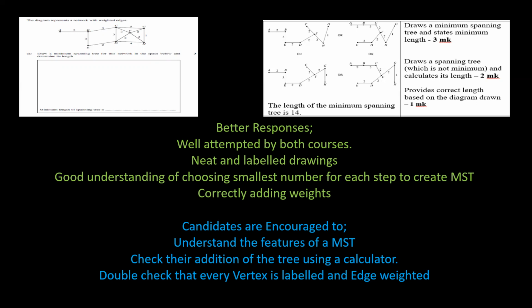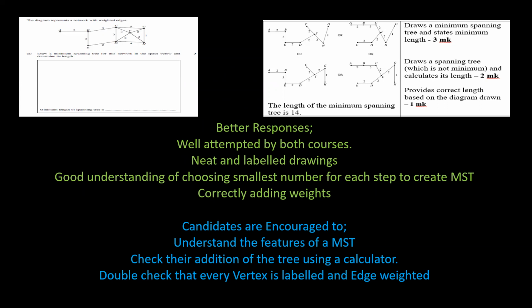We did see a lot of the candidates not label their nodes or their weightings, and in their calculations they made mistakes. So candidates are encouraged to understand the features of a minimum spanning tree, and I'd really like to emphasise that.